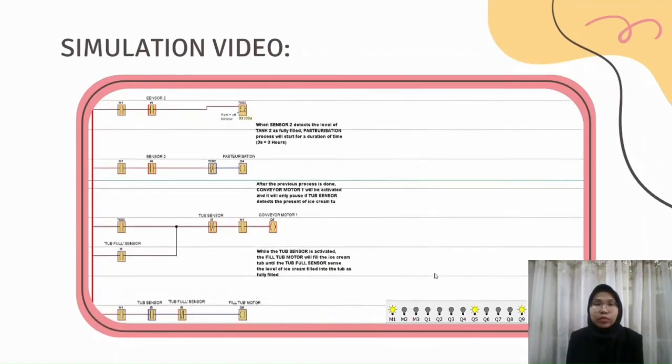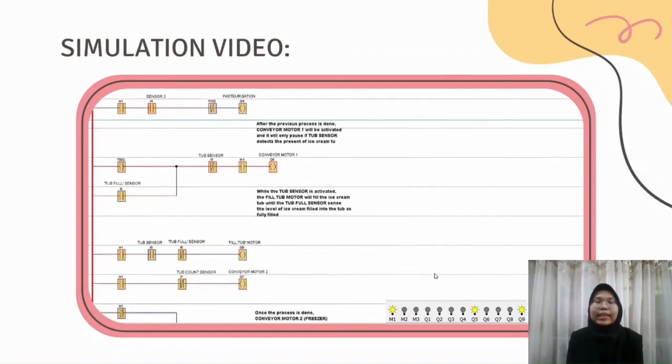So this conveyor motor is used to fill the tub with the pasteurized ice cream. So when the tub sensor detect that there is a tub under the fill tub motor, the fill tub motor will start to turn on. This fill tub motor is used to fill the tub with the ice cream. So the fill tub motor will stop when the tub full sensor detects that the tub has been fully filled with ice cream. So when the tub is fully filled with ice cream, conveyor motor 1 will start to move again to fill the next tub.